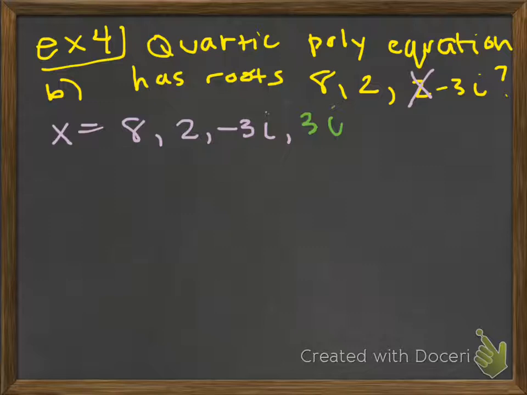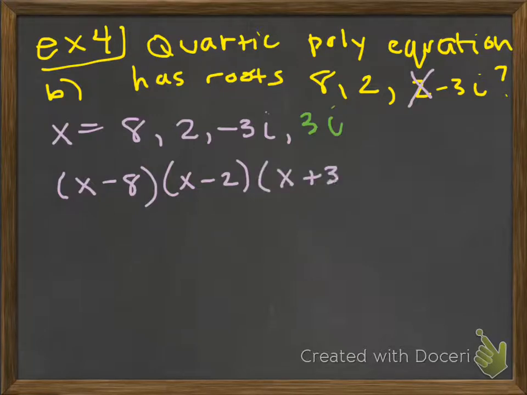From here, we're now going to work backwards, and we're going to set up the binomials that they came from. So if I got an answer of positive 8, that means it came from the binomial of x minus 8. If I got an answer of 2, it came from the binomial of x minus 2. If I have an answer of minus 3i, that means it came from an x plus 3i. And that last one is implied to come from an x minus 3i.